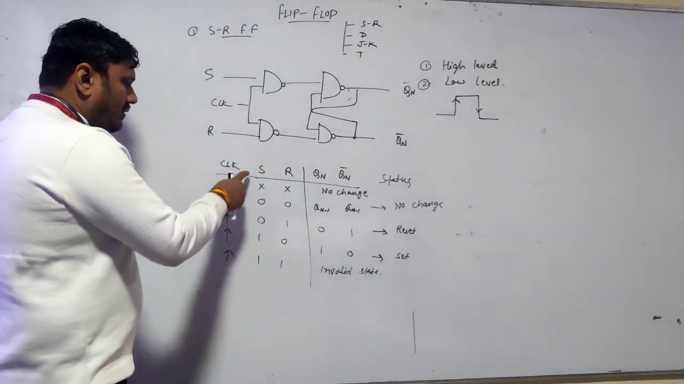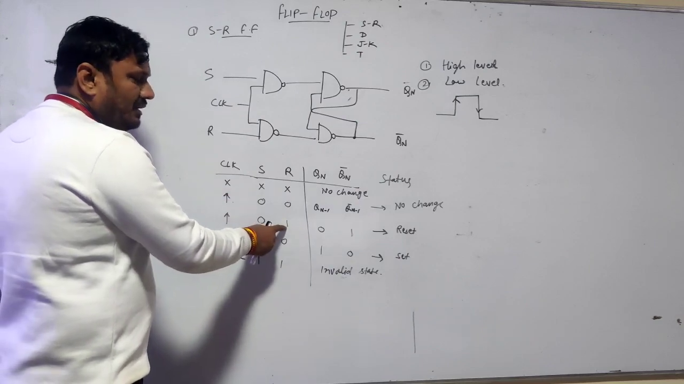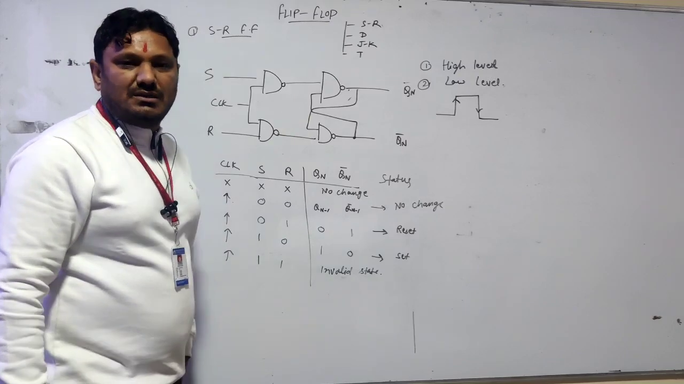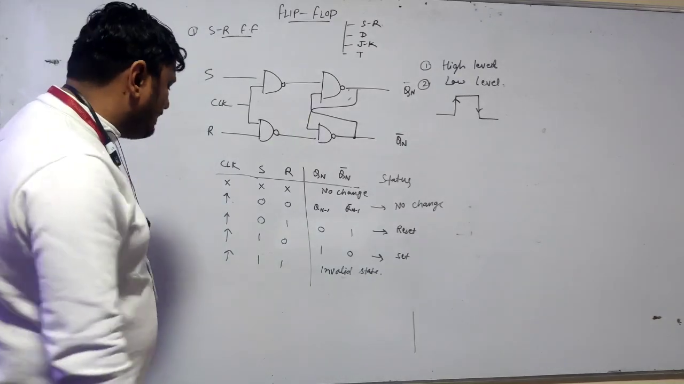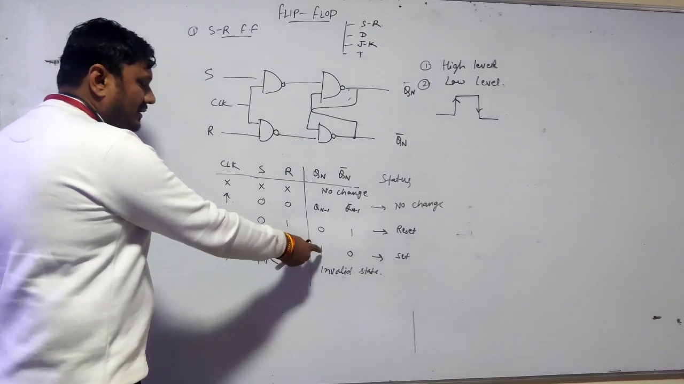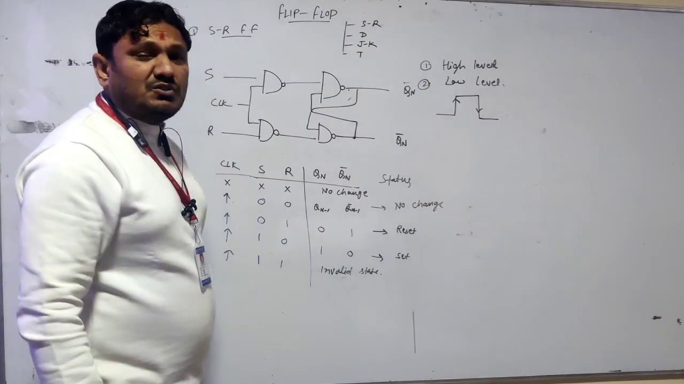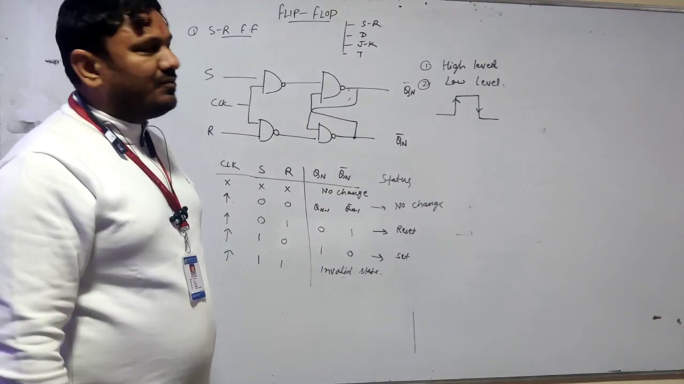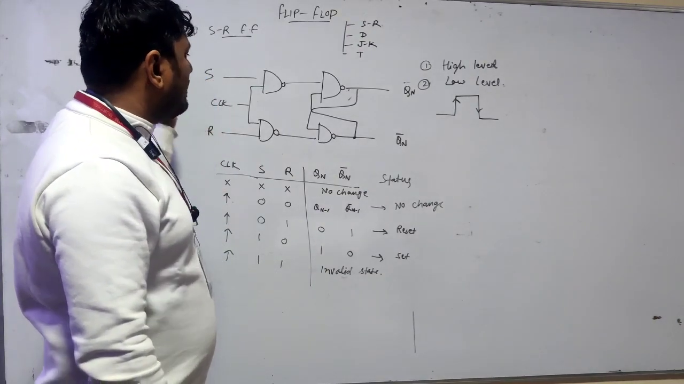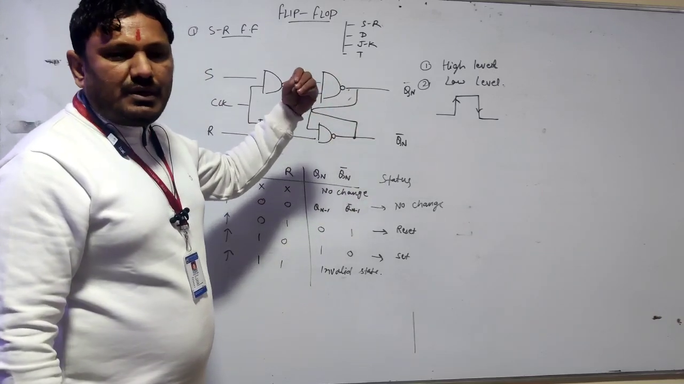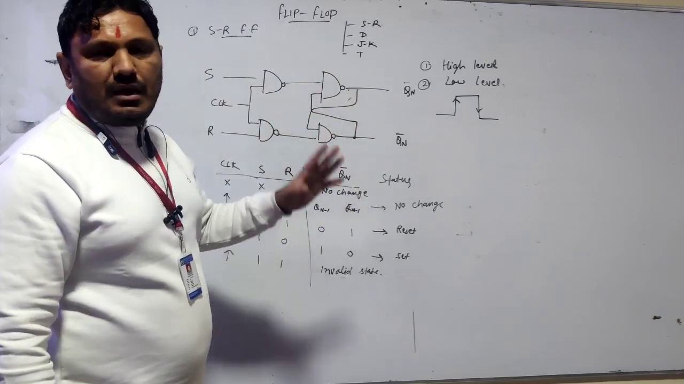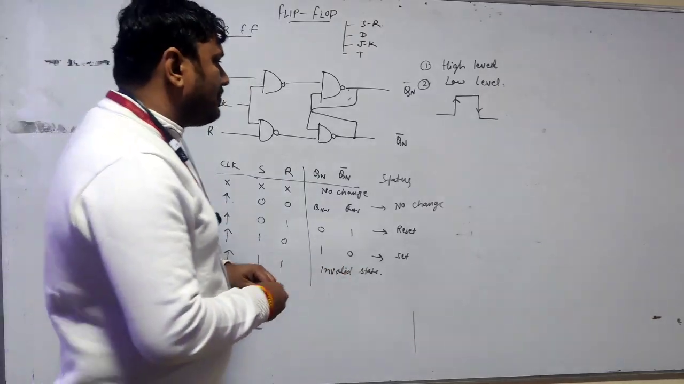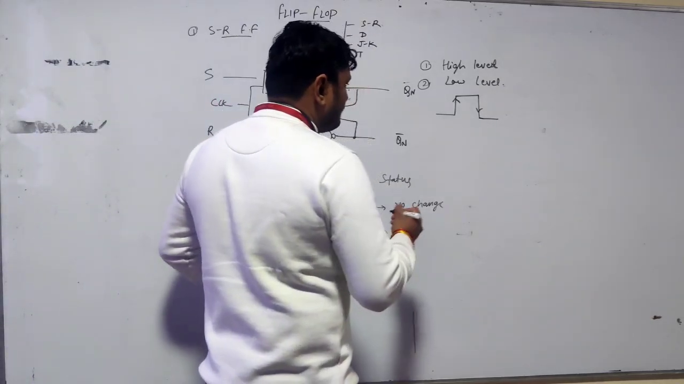Now, if your SR is 0 1, then the output is 0 1. This is called the reset condition, or the status is called reset. If SR is 1 0, then the output is 1 0. It is the set condition. And the last one is 1 1, which means it is an invalid state. If we apply 1 1 and flow this data, we can't have a fixed output, so it is called an invalid state.